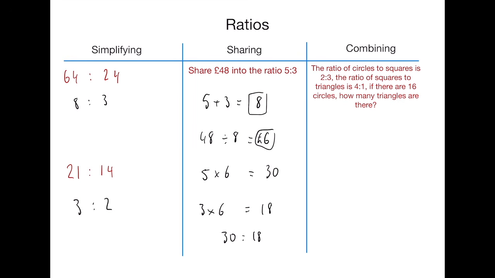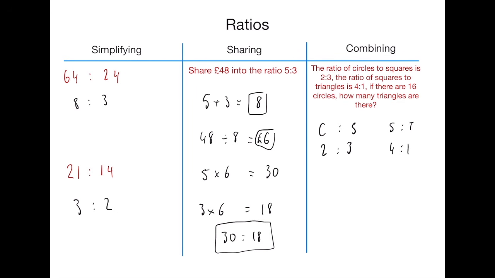And that is going to be our final answer. And finally, combining ratios, a bit more towards the higher side of things. So the ratio of circles to squares is 2 to 3. And the ratio of squares to triangles is 4 to 1. If there are 16 circles, how many triangles are there?